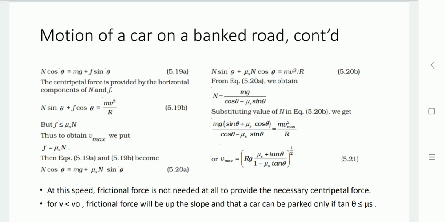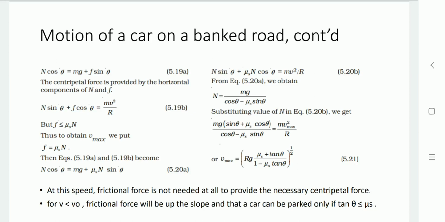which generates a maximum velocity v maximum. So from the above equations we can say that N cos theta equal to mg plus F replaced by mu s N, so that is mu s N sin theta. From the other equation, N sin theta plus mu s N cos theta equal to mv square by r. So in both equations we are replacing F equal to mu s N.